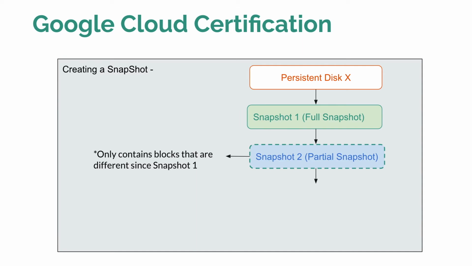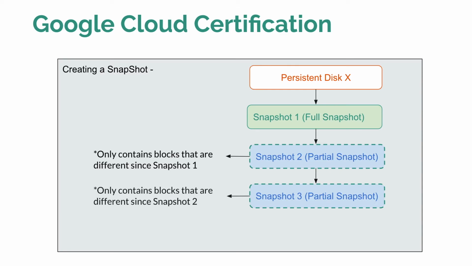Again, if you create snapshot 3 after snapshot 2, that will again be a partial snapshot, and it will only contain the new blocks which are different from snapshot 2. It means the blocks which were created after snapshot 2. So this is the snapshot policy in Google Cloud.